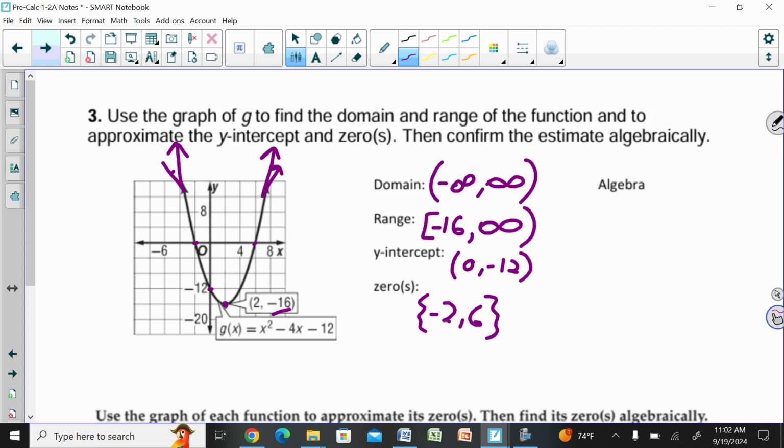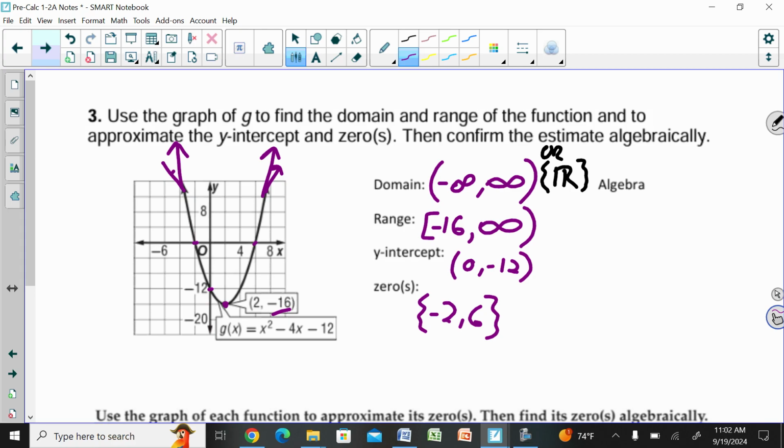And I guess another thing with the domains you could have said here is you could have just said a note for all reals, right? Because negative infinity to positive infinity would be all reals. That'd be fine. All right, so let's go back to the algebra. So first, let's find the zeros.